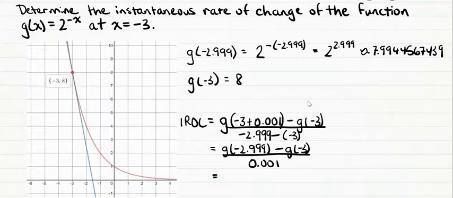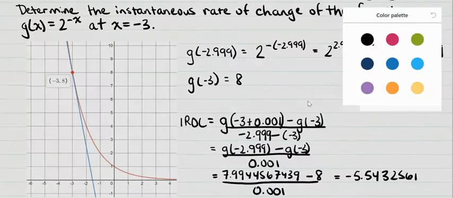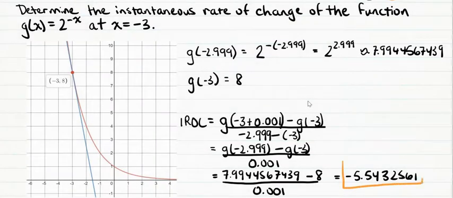So filling those values in our formula here, g of negative 2.999 is 7.9944567439 minus g of negative 3 is 8 divided by 0.001, and that calculation works out to negative 5.5432561. So this value here is the instantaneous rate of change of the function g of x at x equals negative 3.